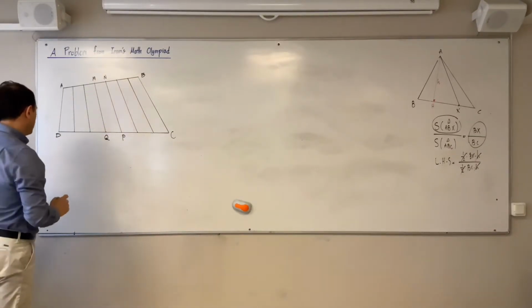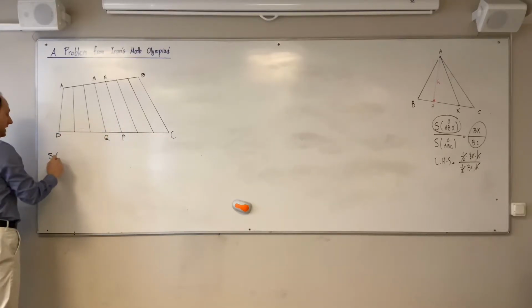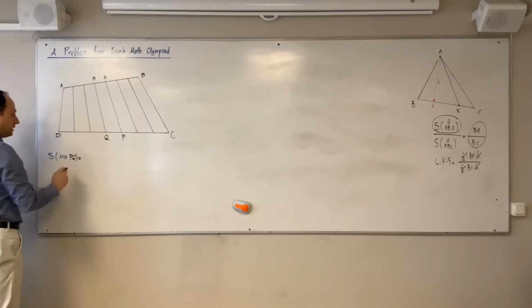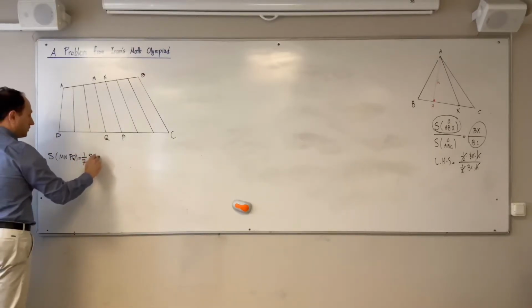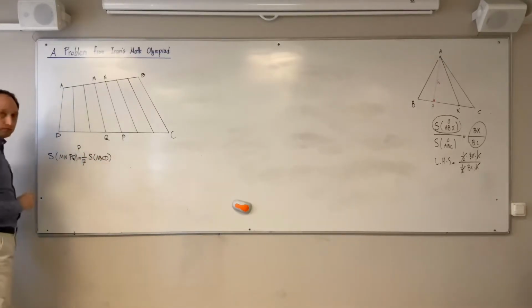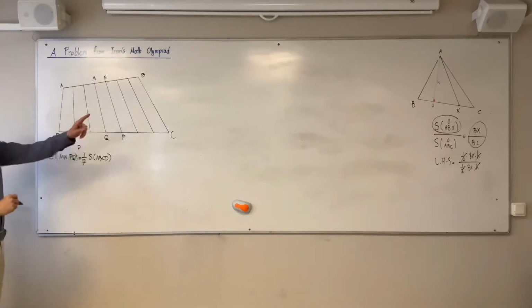So my goal is to convince you that the surface area of this middle quadrilateral, MNPQ, is 1/7 of the surface area of the original quadrilateral. So that is my claim. Okay? So in order to do that, how can I use this theorem?